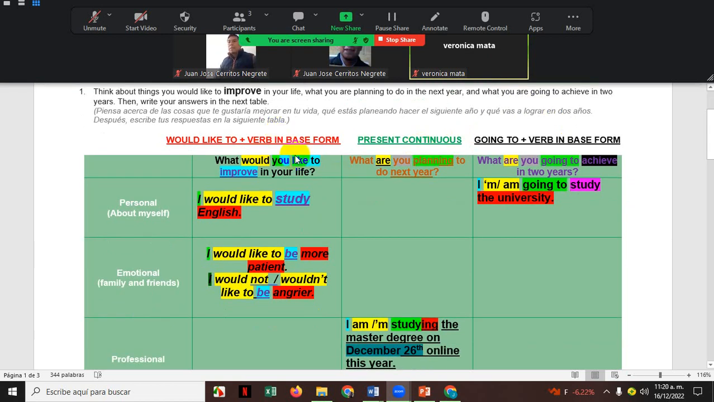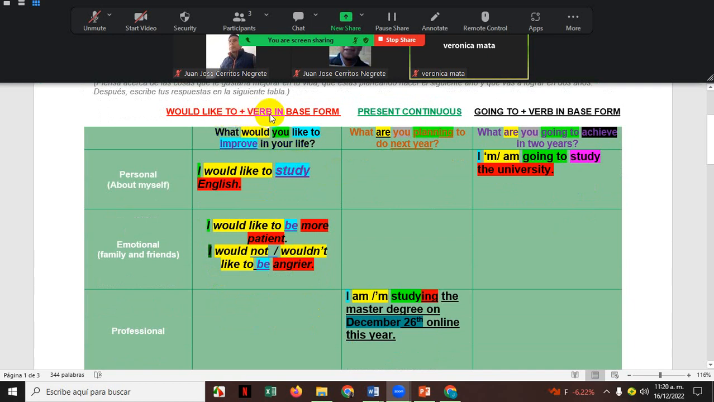In the first column, you're going to use would like to plus verb in base form, to answer the question, what would you like to improve in your life? An example of a personal ambit says, I would like to study English. An emotional one, I would like to be more patient, or in the negative form, I wouldn't like to be angry. And 3 elements are highlighted.